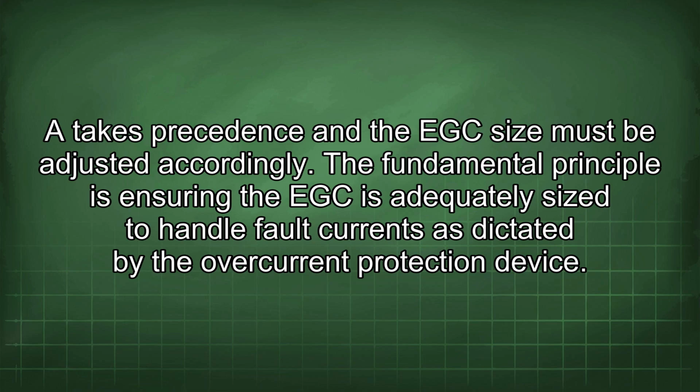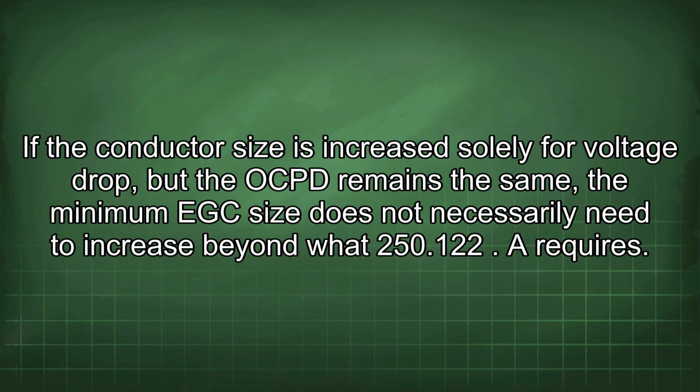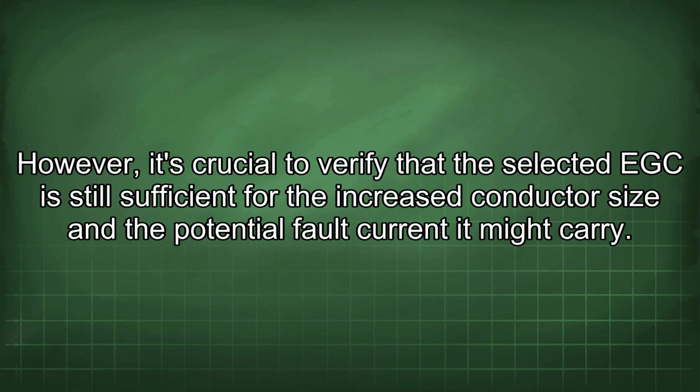The fundamental principle is ensuring the EGC is adequately sized to handle fault currents as dictated by the overcurrent protection device. If the conductor size is increased solely for voltage drop, but the OCT remains the same, the minimum EGC size does not necessarily need to increase beyond what 250.122 requires. However, it's crucial to verify that the selected EGC is still sufficient for the increased conductor size and the potential fault current it might carry.